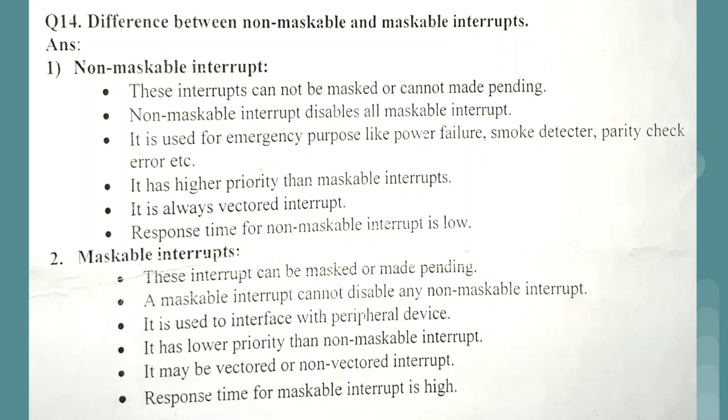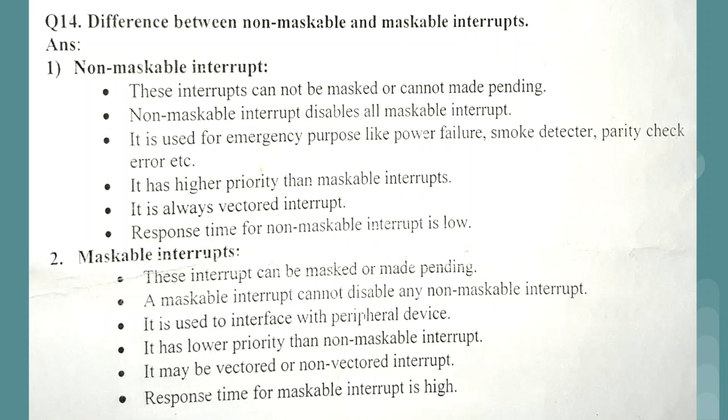Non-maskable interrupt is used for emergency purposes like power failure, smoke detector, parity check error. When such problems occur, then and only then the non-maskable interrupt is used to indicate that yes, this is an urgent problem. Because of power failure, if there is no power, we cannot do anything. For that we need to find some solution, like having an inverter, that is a battery backup. So that is the non-maskable interrupt which occurs because of power failure, smoke detector and parity check errors.